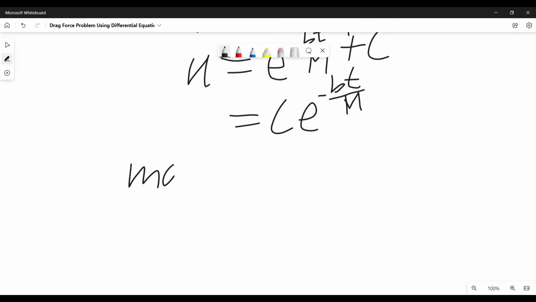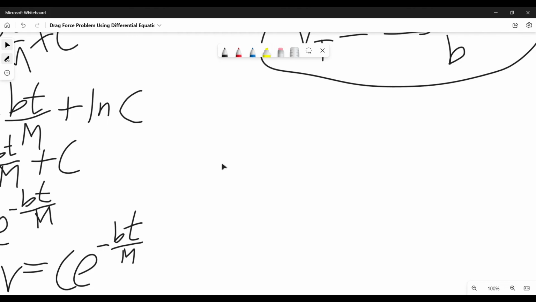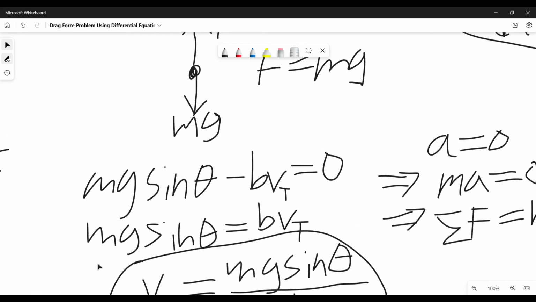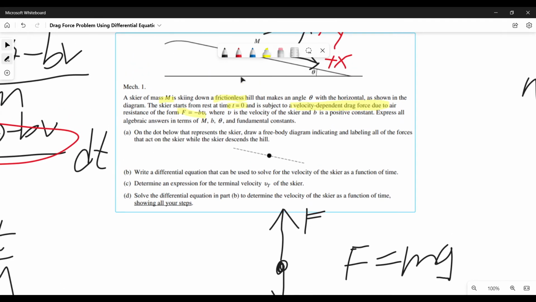Well, u, of course, is mg sine theta minus bv, because that's what we defined. And since this equals c e to the negative bt over m, this is getting to be a mouthful. But there we go. We need to find c. Now, we know from our problem here, always refer back to your problem when you're doing this type of stuff. From our problem, we know that it starts from rest. So this is very important, at time t equals 0.